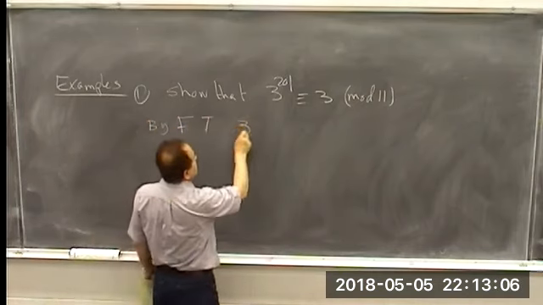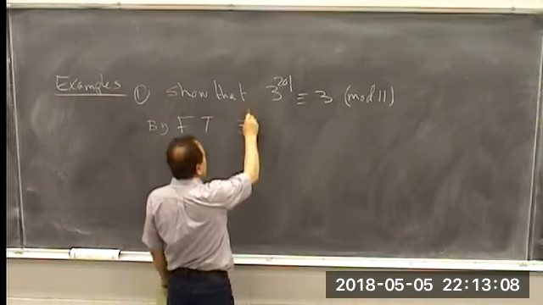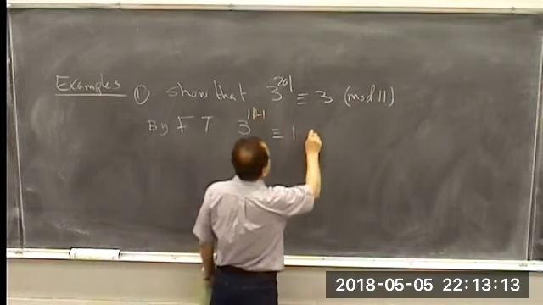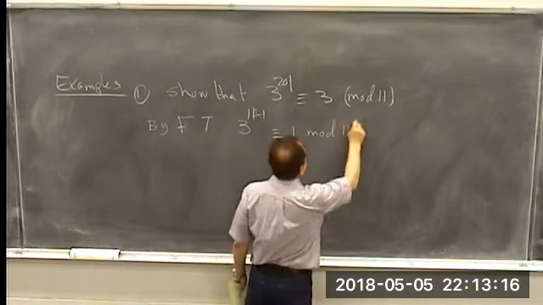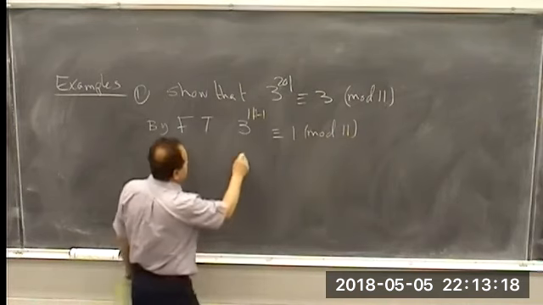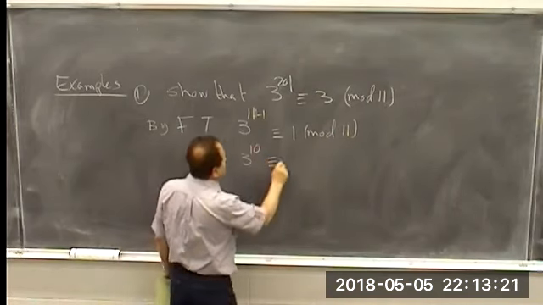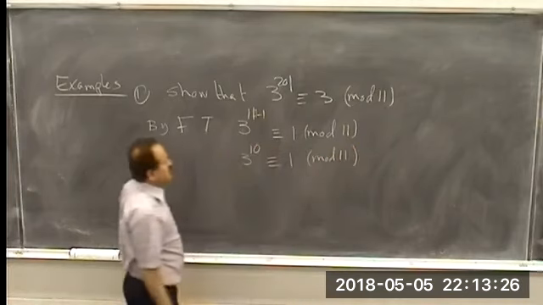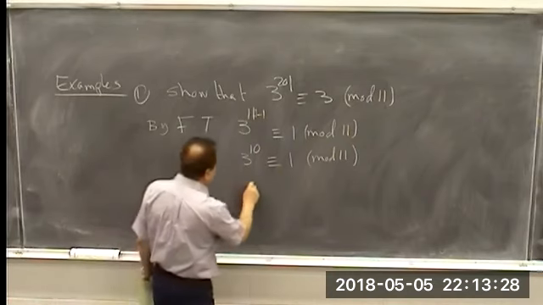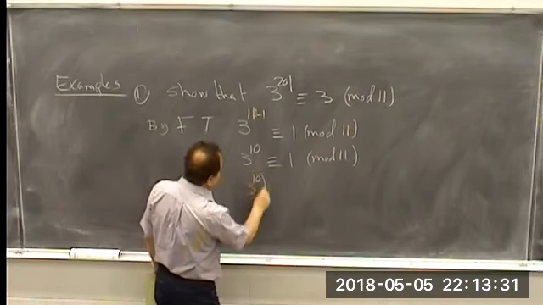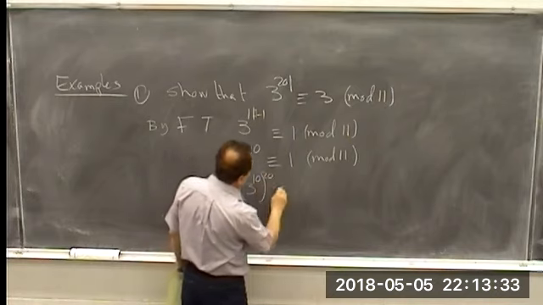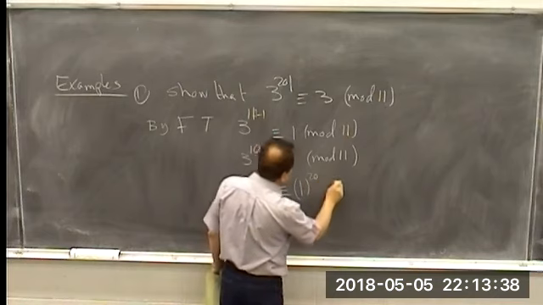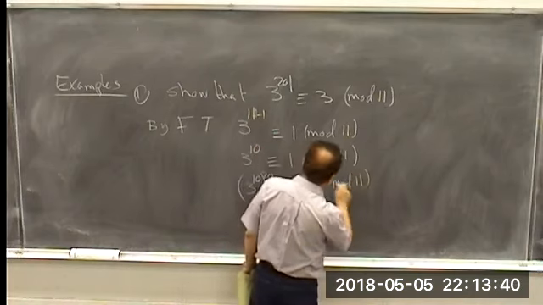We have 3 to the power of 10, which is 11 minus 1, is congruent to 1 mod 11. Of course, this means 3 to the 10 is congruent to 1 mod 11. Let's raise this to the 20th power. Remember that this property still holds when raising to the 20th, still mod 11.